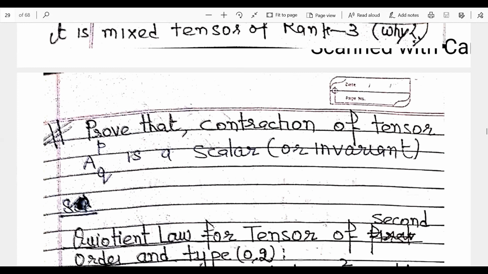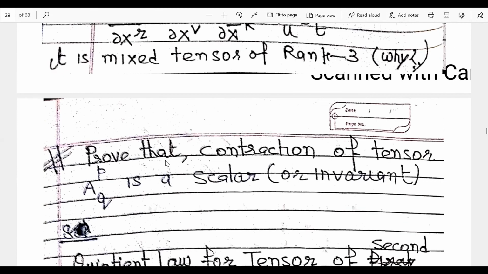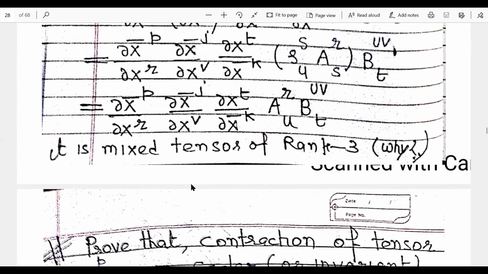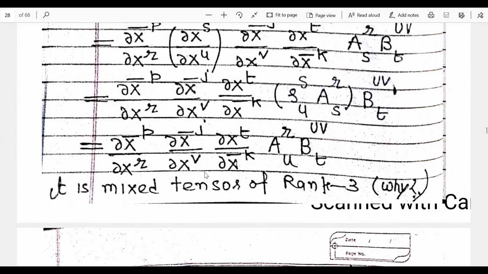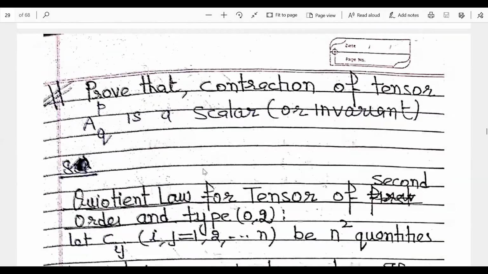Clear? So prove that contraction of a tensor is a scalar or invariant. Do it yourself. We already discussed the definition of contraction. So these are very important results.